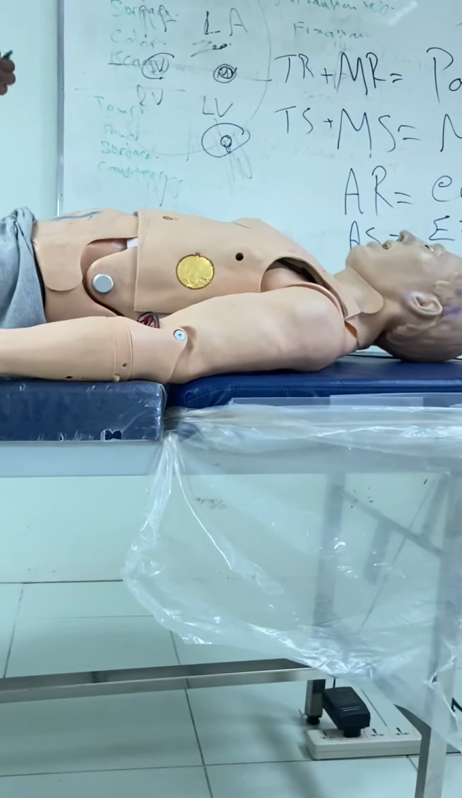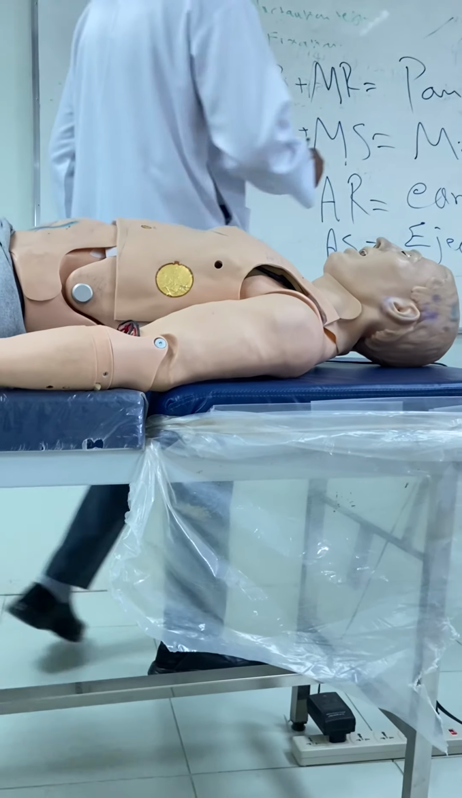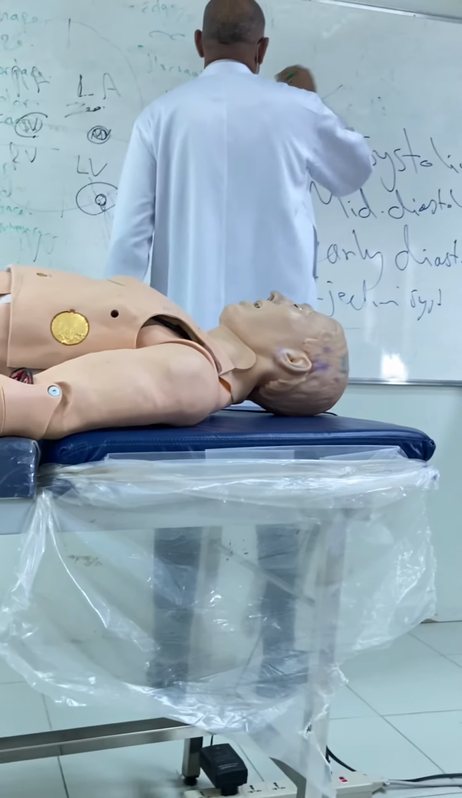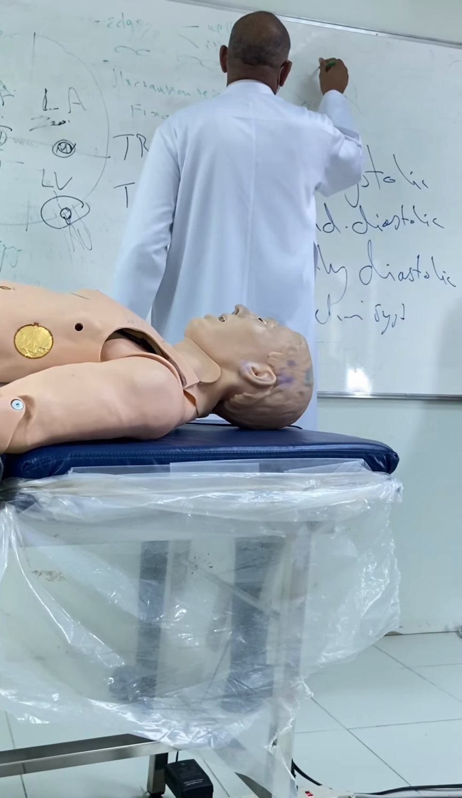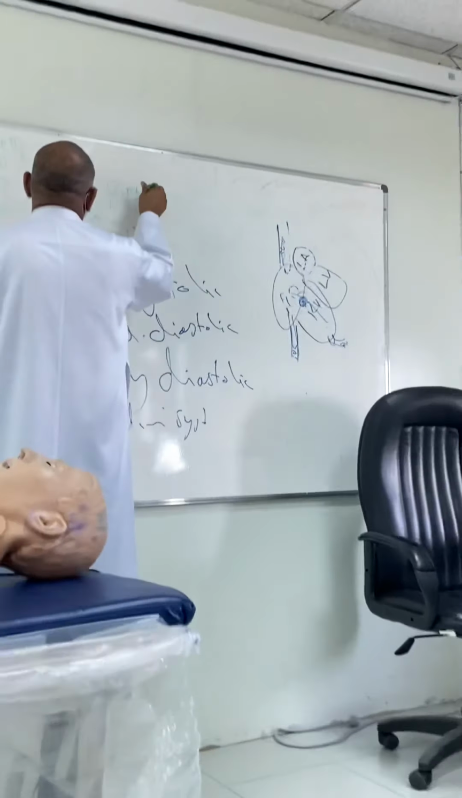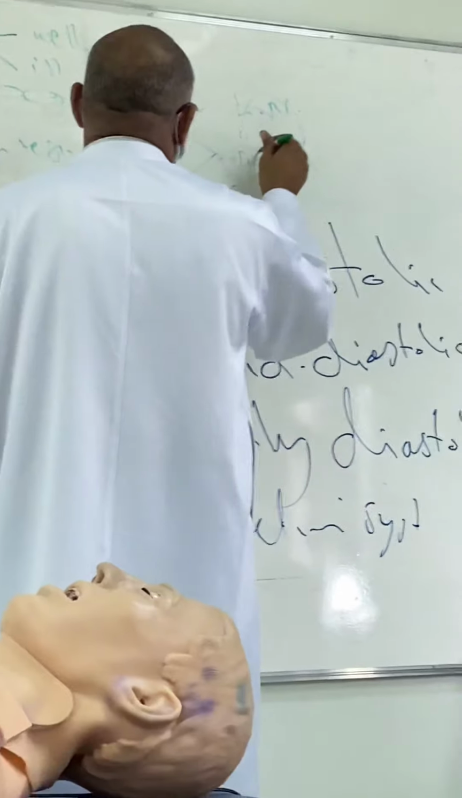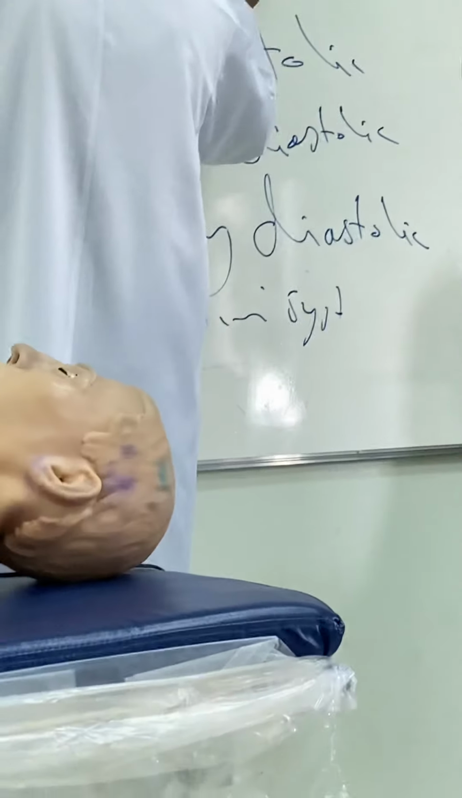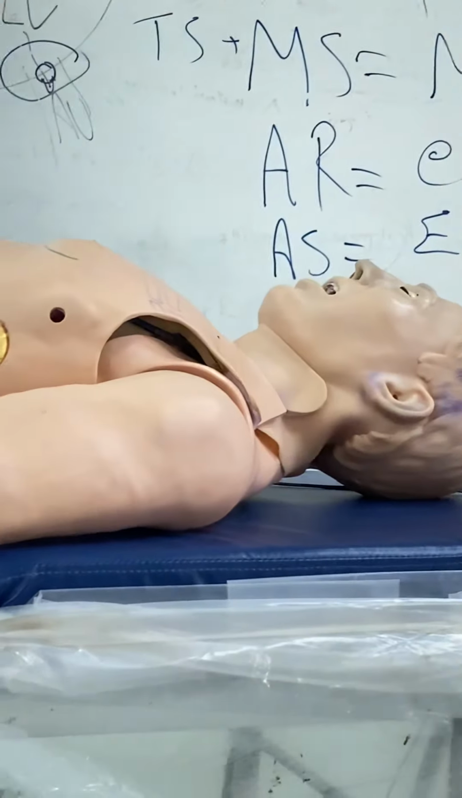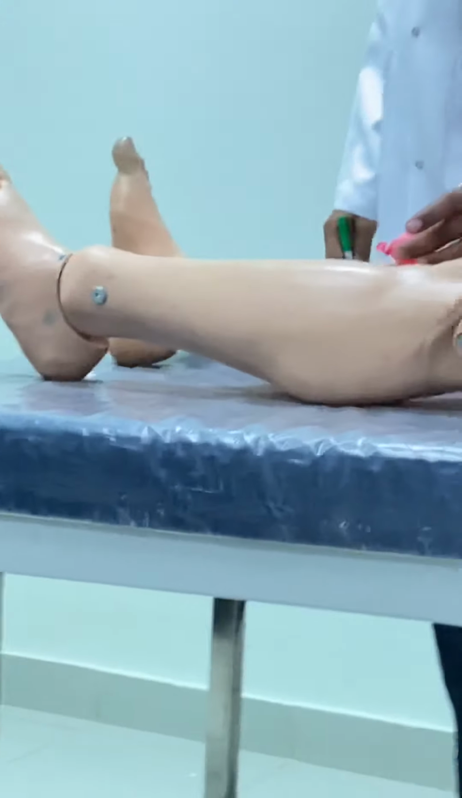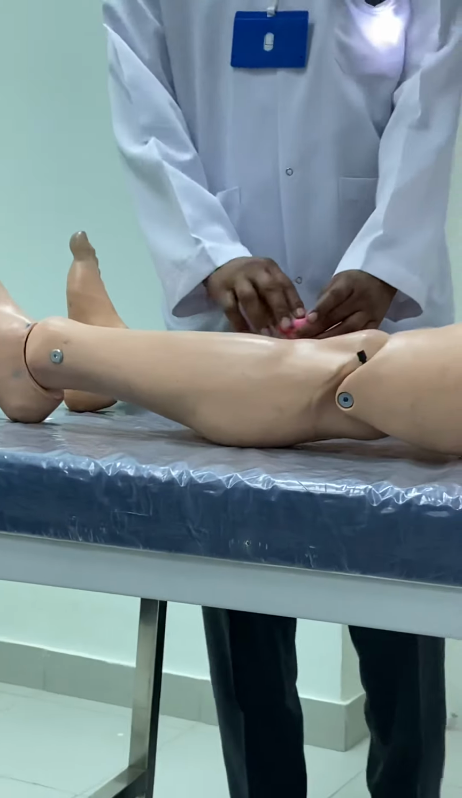Then after that, we do a regional examination. You check for the draining lymph nodes, the swelling, and the neurovascular status. For example, if there is swelling here, okay, then I look at the draining lymph nodes.